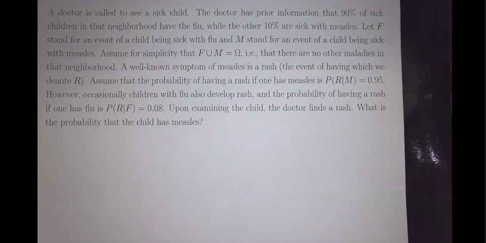We'll assume for simplicity that the flu and the measles are the only sicknesses that children have in this neighborhood. So F union M is equal to omega. A well-known symptom of measles is rash. And we're going to assume that the probability of having a rash if you have measles is 95%.